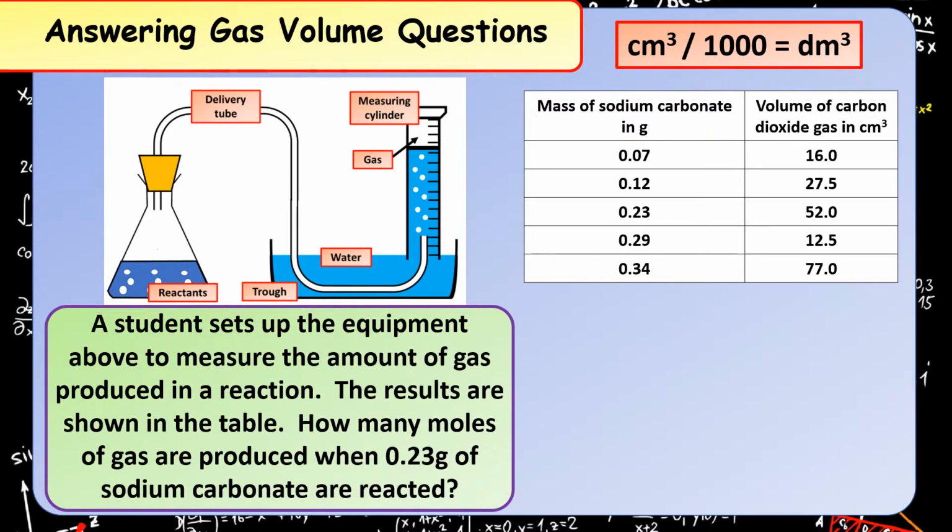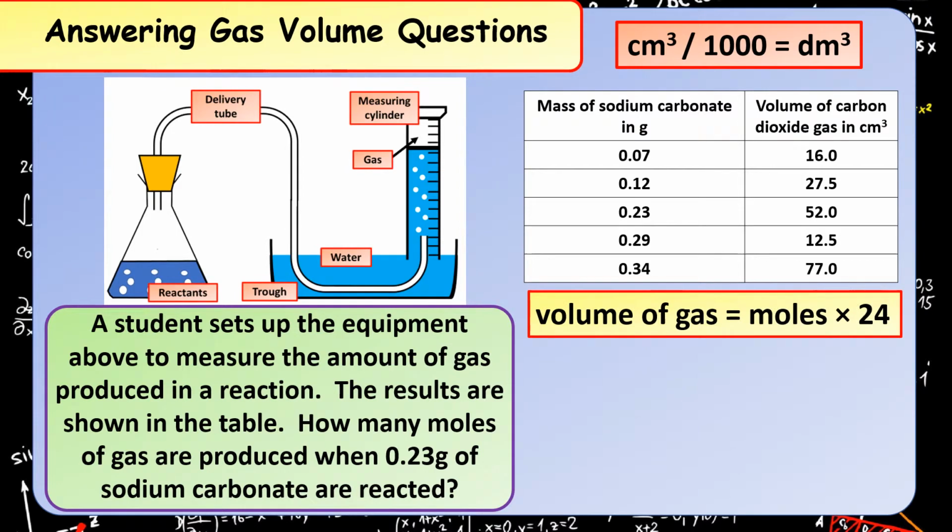So the first thing that we need to remember is that the gas that is being given to you in this table is in centimetre cubed, and really we need it to be in decimetre cubed. So remember, to get from centimetre cubed into decimetre cubed, all you do is divide it by 1000. So we need to remember that we're going to be using our equation for the volume of gas, which is moles times by 24 decimetre cubed, gives us the volume of gas. We're going to have to rearrange that though, because we're looking for the number of moles.